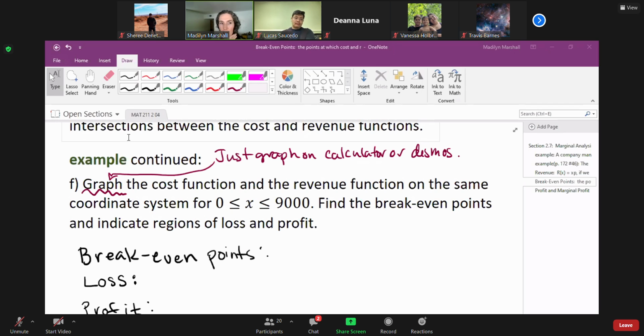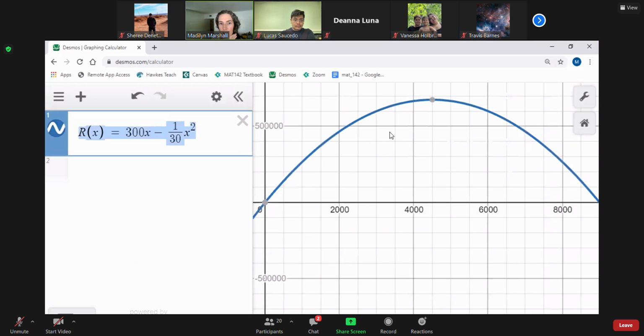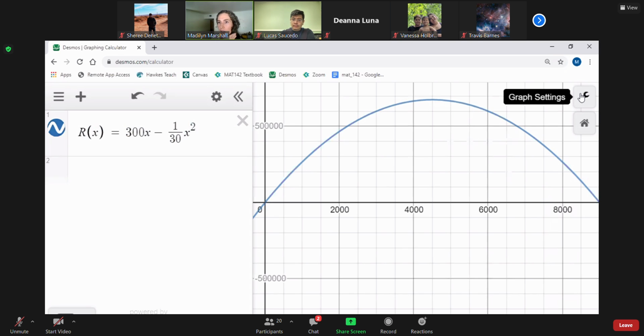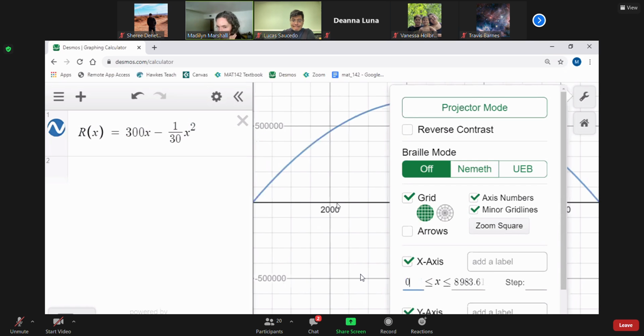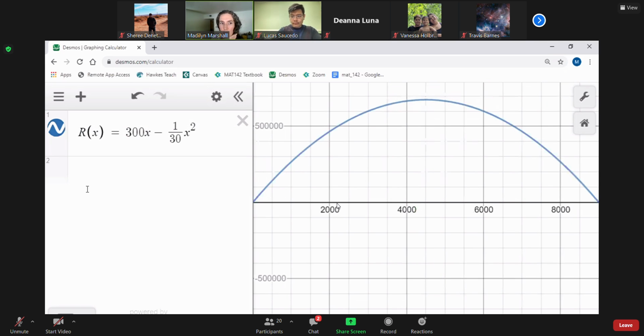So I have already put in the revenue equation. And again, just in case you haven't used Desmos very much, that little wrench in the top right corner lets you change the X and Y axis. So for X, we could start at 0 and go up to 9,000, just so we can see the exact domain. If it's a little off, that's okay. It doesn't need to be perfect. And then the Y will need to be adjusted just so you can see everything.